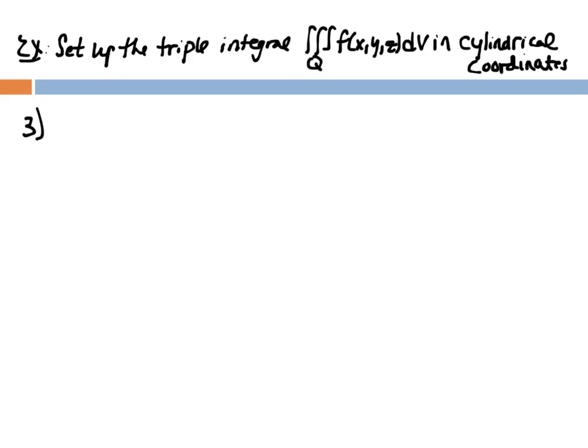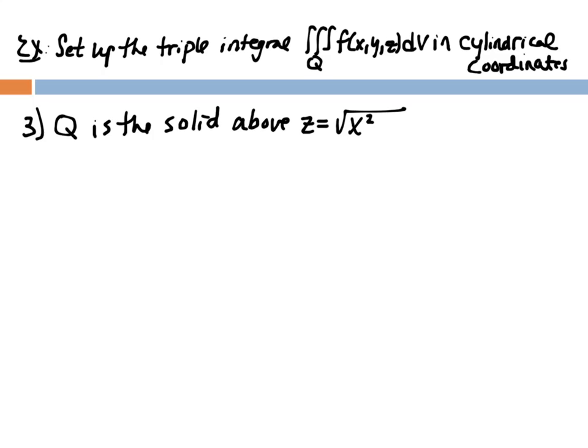And our region Q is the solid above z equals the square root of x squared plus y squared, and below z equals the square root of 8 minus x squared minus y squared.